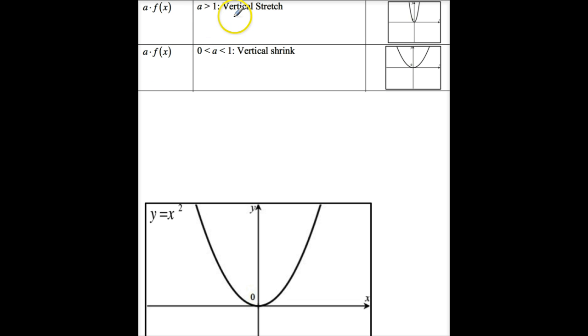Now suppose we want to vertically stretch or vertically shrink. Both of these have the same function form, y equals a times f of x. So in this case, it's a times x squared. Now, it's a stretch when a is greater than 1, and that makes sense. This will actually tend to make things taller or narrower. And the shrink is when a is between 0 and 1.